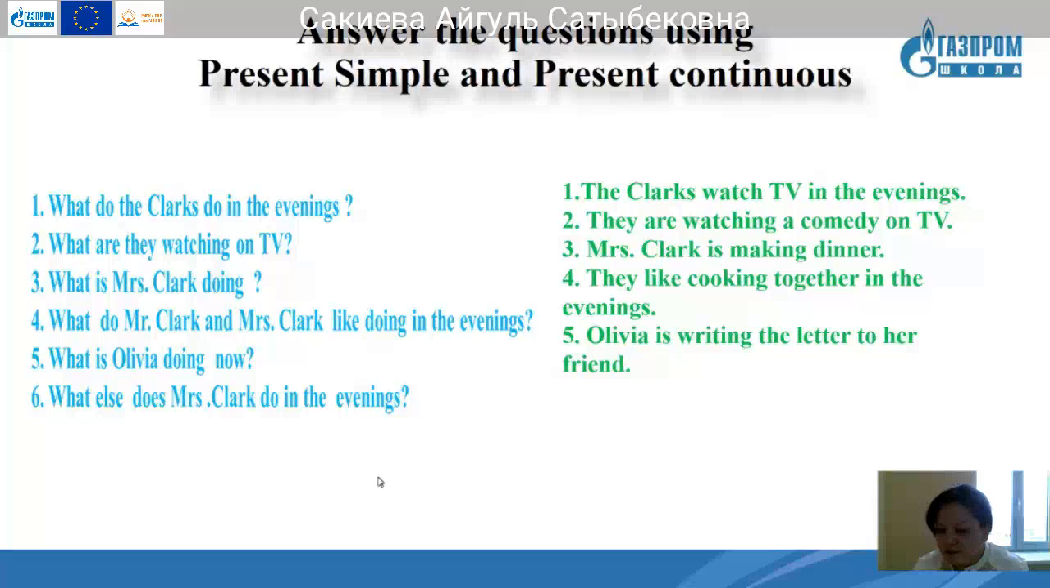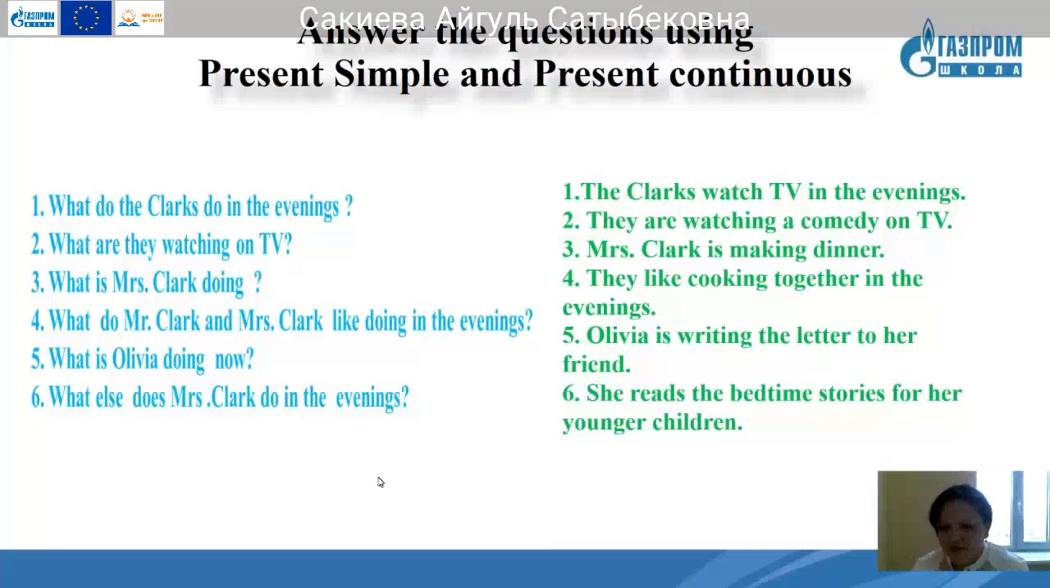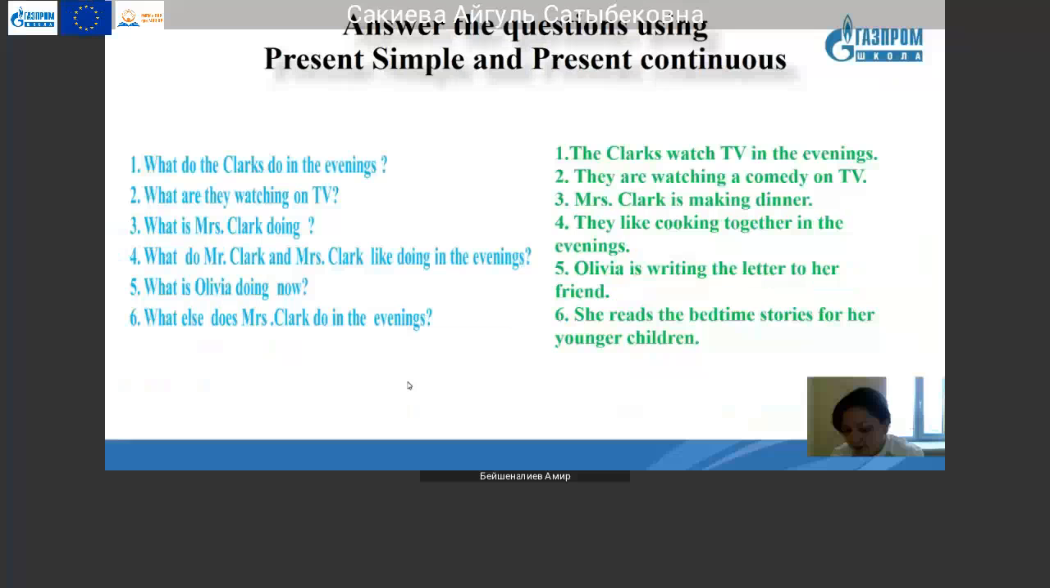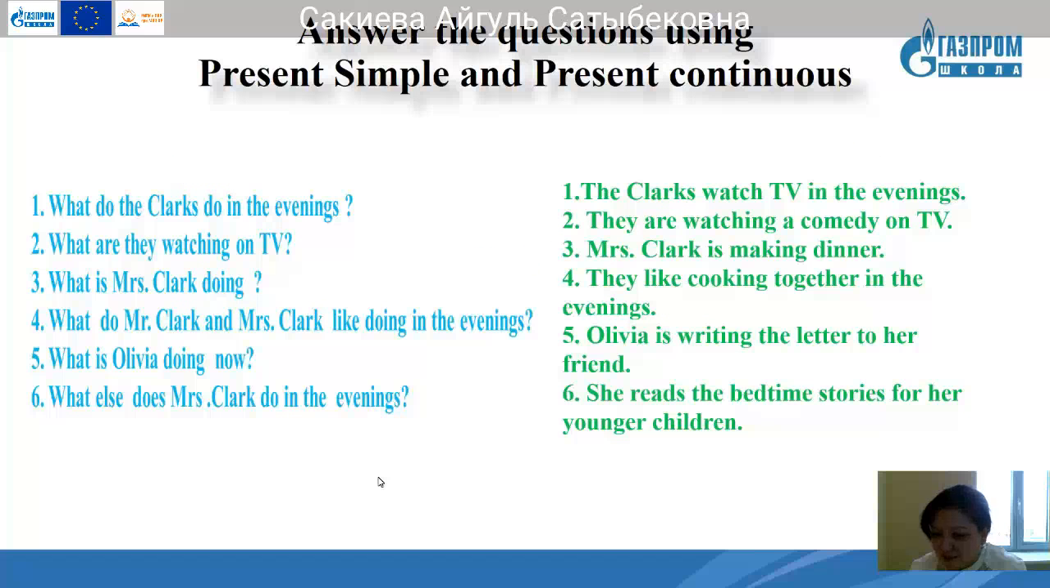What else? Remember? No, but not children. I'm talking about Mrs. Clark. Okay, let's check. She reads the bedtime stories for her younger children, right? Because she does it all the time. She does it every evening.